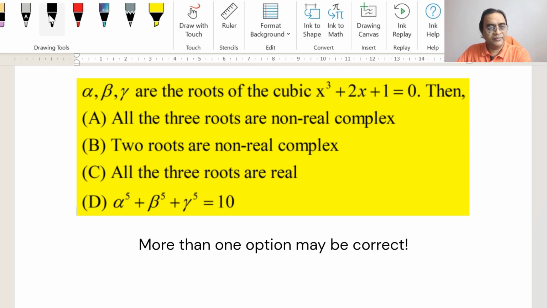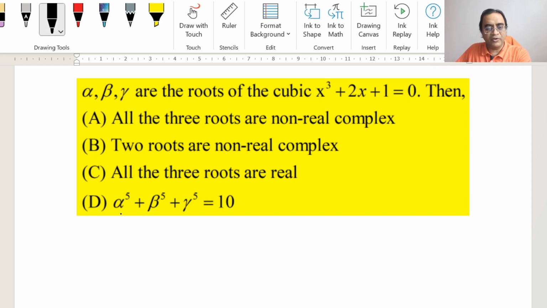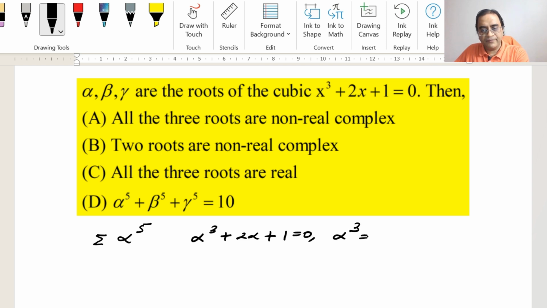Let's start with the summation of alpha to the power 5, beta to the power 5 and gamma to the power 5. That is sigma alpha to the power 5. Now alpha would satisfy the equation x cube plus 2x plus 1 equal to 0. So we have alpha cube plus 2 alpha plus 1 equal to 0. So alpha cube is minus 2 alpha minus 1. Alpha to the power 5 can be written as alpha cube into alpha square. Alpha cube is minus 2 alpha minus 1.